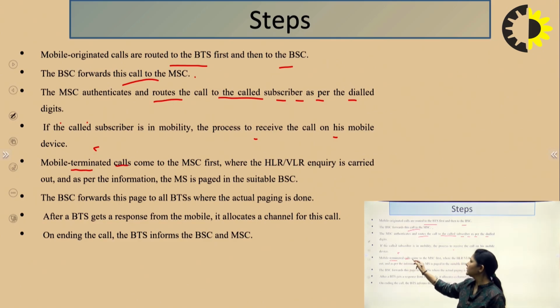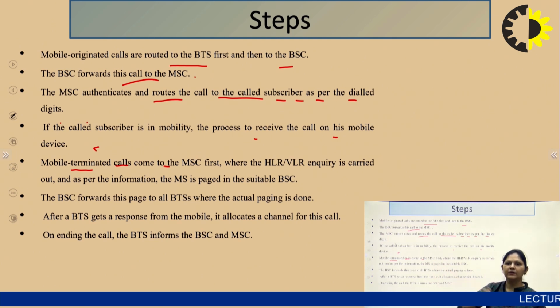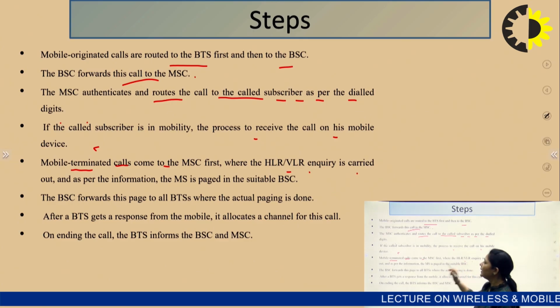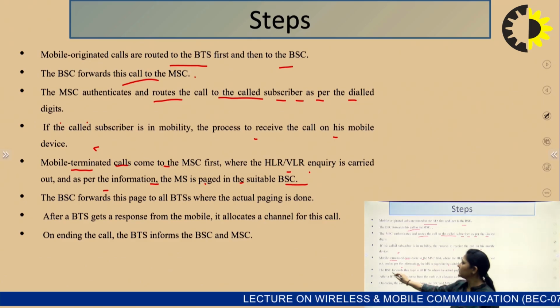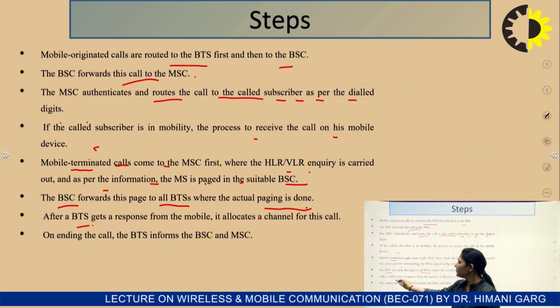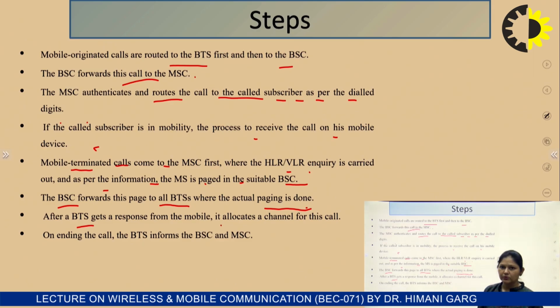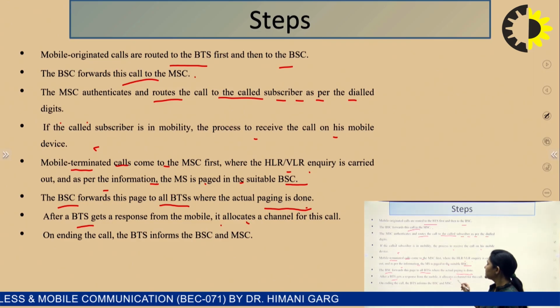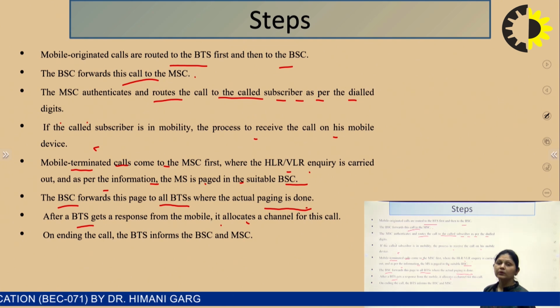In mobile terminated communication, the call comes from the MSC, and then the HLR and VLR query is carried out. As per the information, the MS is paged in the suitable BSC. The BSC forwards this page to all BTS where the actual paging is done. After the BTS gets a response from the mobile to which the call was made, it allocates a channel for this. In the end, the BTS informs the BSC and the MSC. So these are the steps taken when there is a mobile originated call or a mobile terminated call.